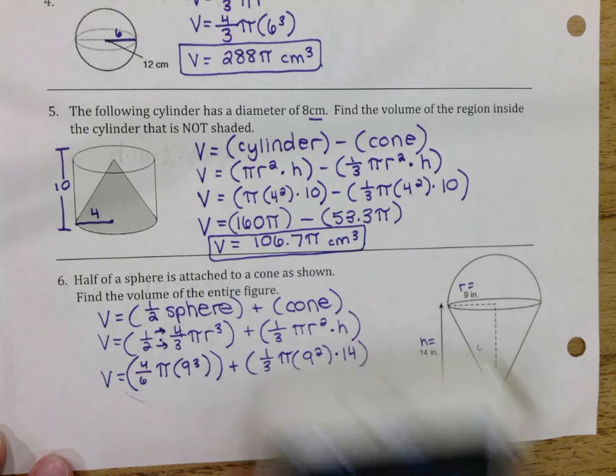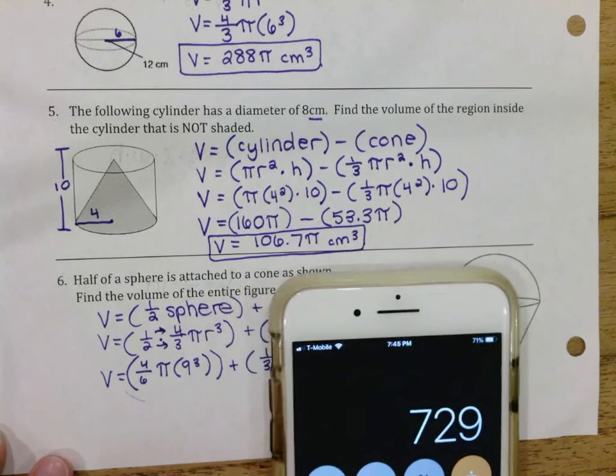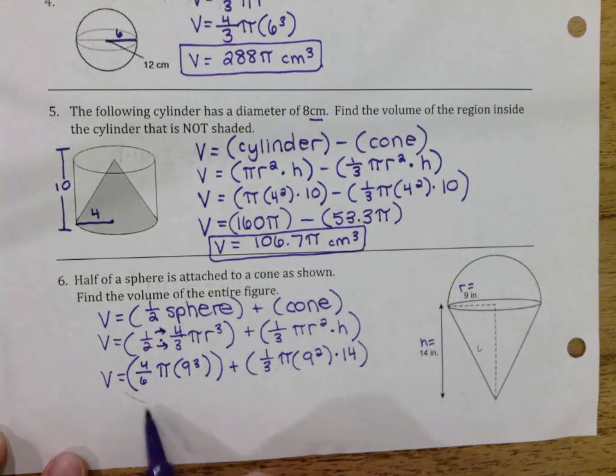And it gives us 729. Now multiplying by 4 over 6, that's the same thing as doing times 4 divided by 6. Okay, so 486, and then I'll reattach pi.